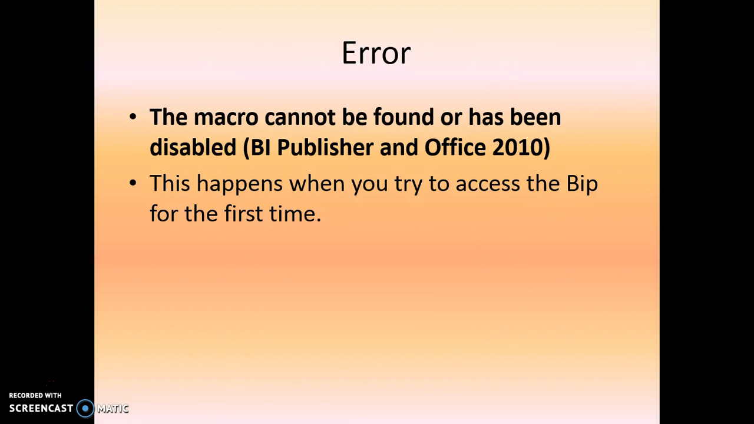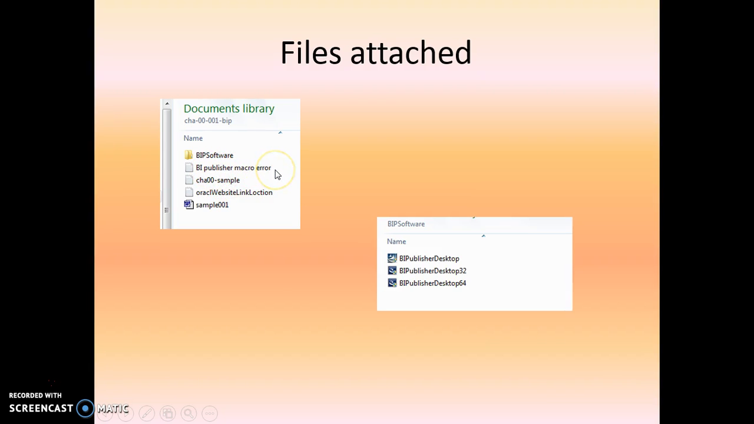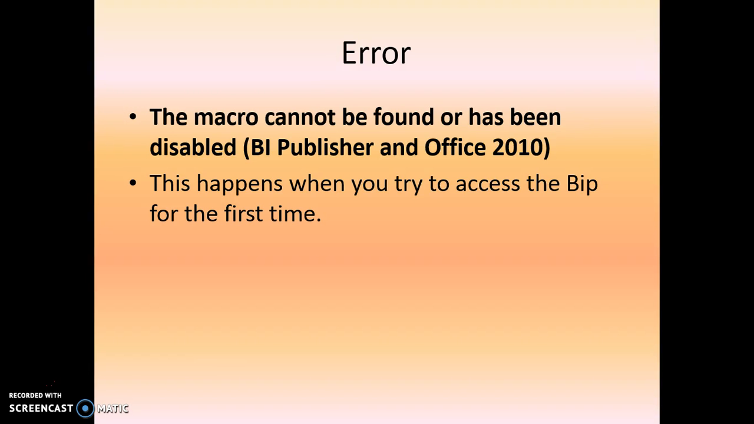One of the common errors I've seen so far is with Office 2010. You would see that the macro cannot be found or is disabled. If you see this error, refer to the doc BIP publisher macro error, where you would see the step-by-step procedure to fix it. The reason I can't show it on my machine is that I've upgraded my Office to the latest version, 2013. So far, I haven't seen any issues with installation in the 2013 version. If you come across any issues, please do let me know. I will try to research and put some screenshots in the attached documents.